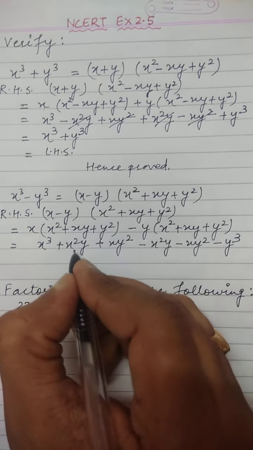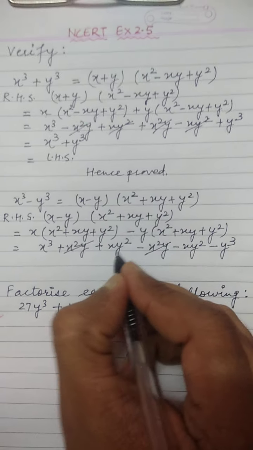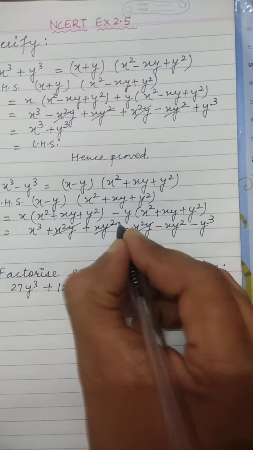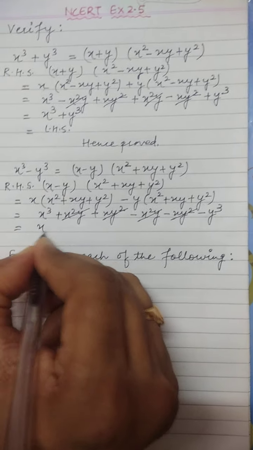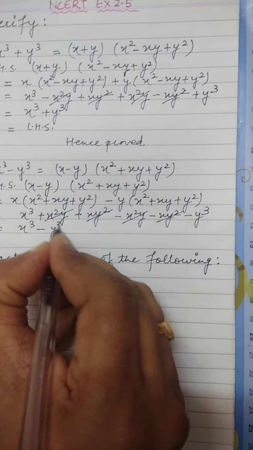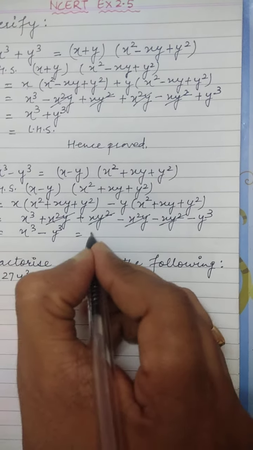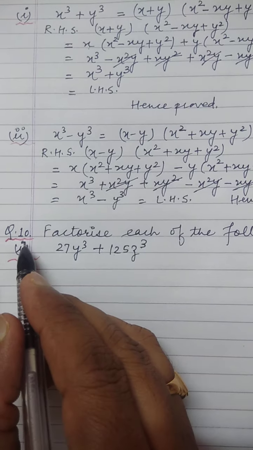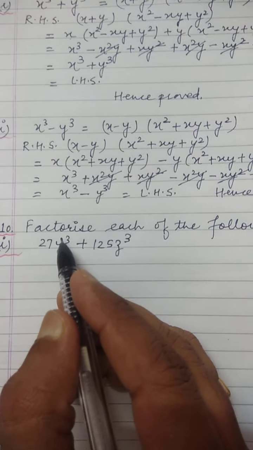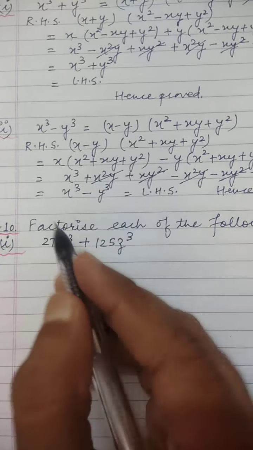Here also we see that plus x square y and minus x square y, they will be cancelled out, and plus xy square and minus xy square, they are also cancelled out. So in the last we will get x cube minus y cube, and this is your left hand side, hence proved. On the same identities which we have proved here in question number 9, we will have to solve the question number 10, which is based on the previous identities of question number 9.